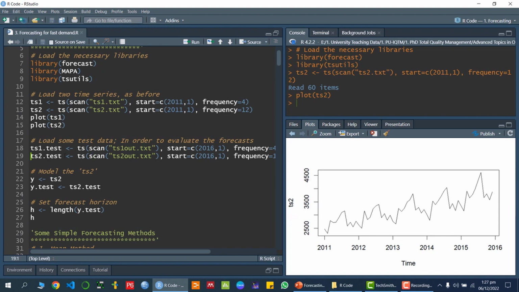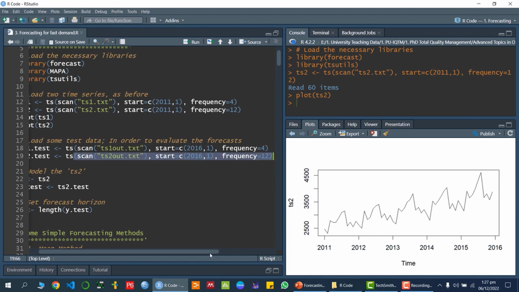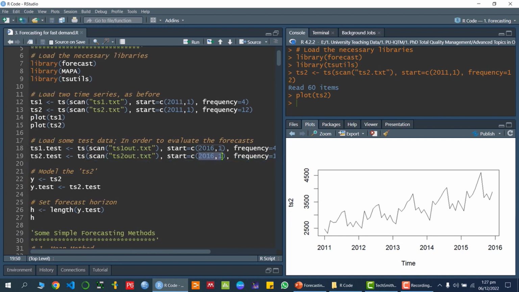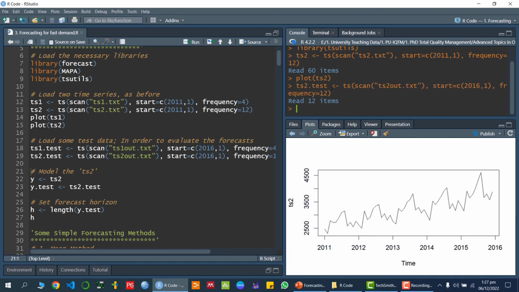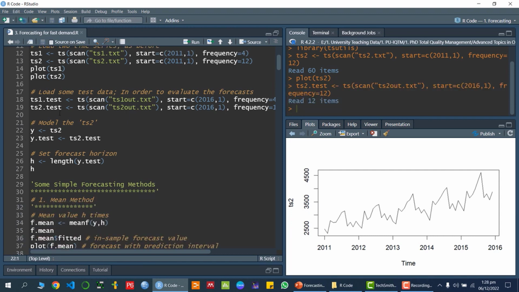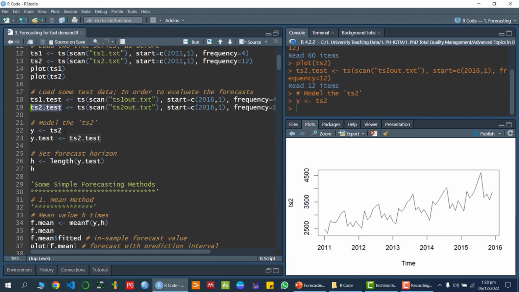Now I am going to read the second text file, which is basically the test data, that is again monthly data, and it is starting from January 2016. So now I am reading this file into the ts2.test variable. Now I'm saying that this ts2 is going to be equal to y. That is, we are storing this time series data set into a variable called y, whereas this test data set I'm going to store into y2, y.test.